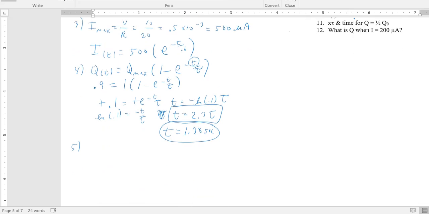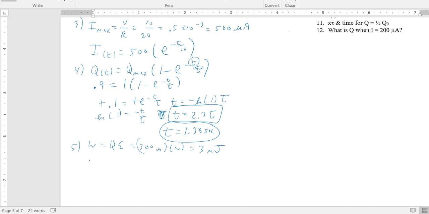So the work done by the battery is going to be the total charge times the voltage of the battery. The charge that we figured out in number 2, that is 300. Now that's a micro, right? And then E is 10. So this would be 3,000 micro or 3 millijoules.